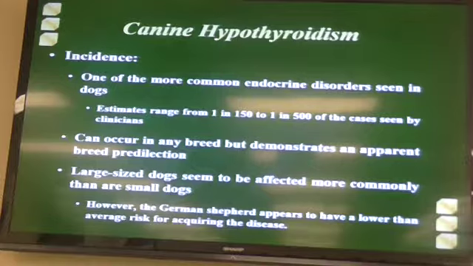Okay? Now, it can occur in any breed, but demonstrates an apparent breed predilection, in that large-sized dogs seem to be affected more commonly than our small dogs. But, now, in any other endocrine disorder, the German Shepherd is one of the top breeds that gets it. But for some reason, the German Shepherd appears to have a lower than average risk for acquiring hypothyroidism. Maybe because the other endocrine diseases messed it up, so it didn't live long enough to do it, I don't know. But that doesn't mean a German Shepherd can't get it. But every other one, the adrenal disease and everything else, they're top of the list, basically.